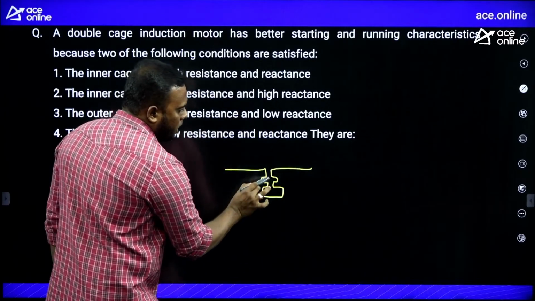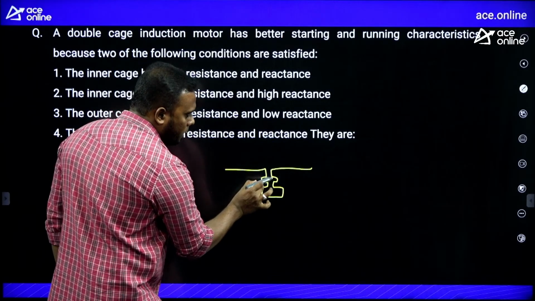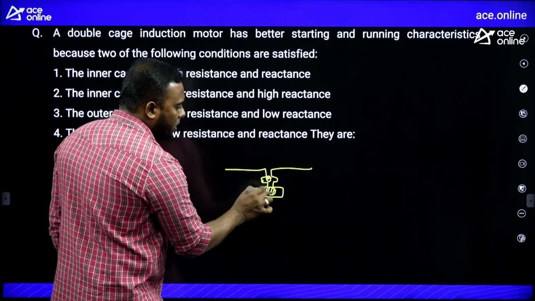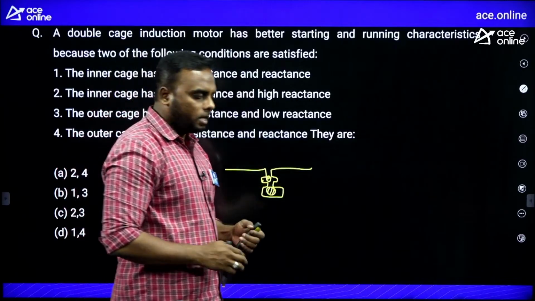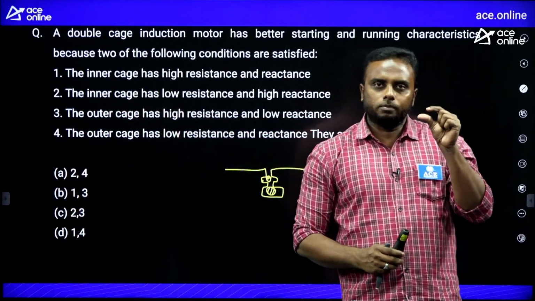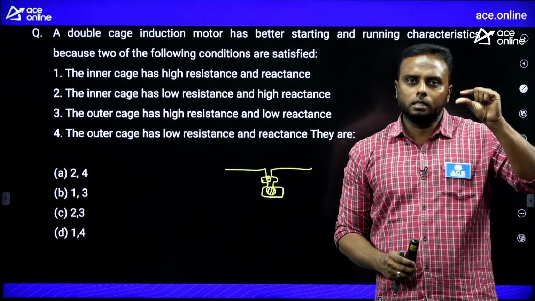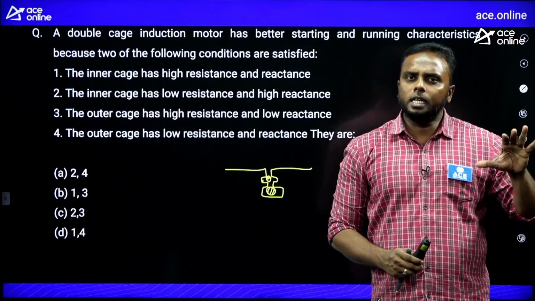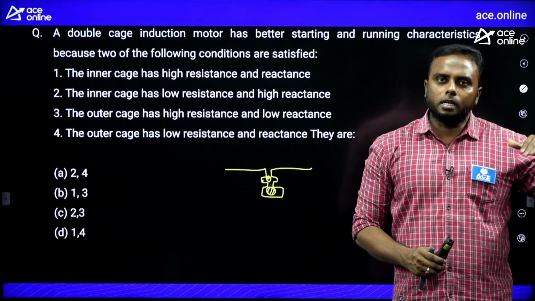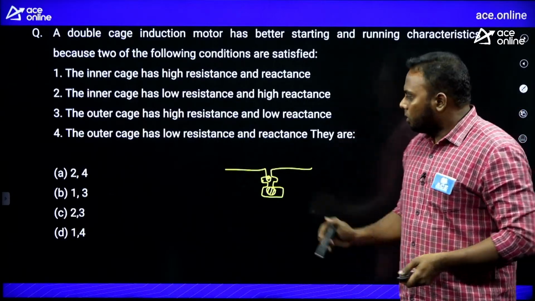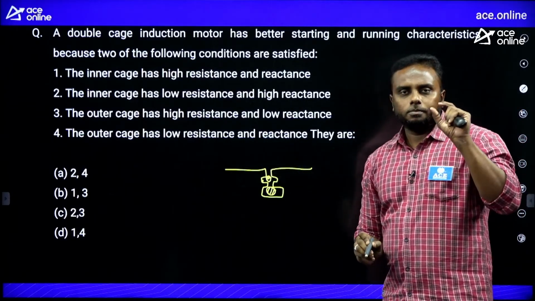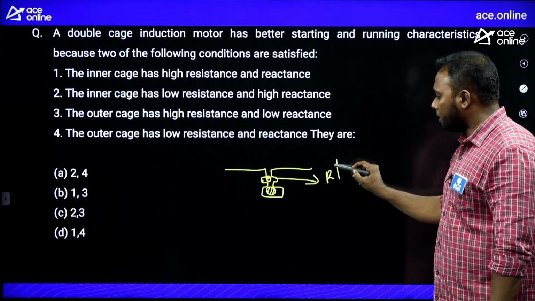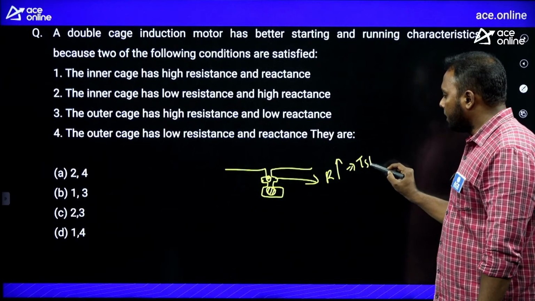This is one slot. In one slot there are 2 conductors. The outer conductor is the small one, the inner conductor is the large one. So this is the large conductor having a large cross sectional area. This is the small conductor. The outer conductor is small because we need high starting torque. What do we need at starting? High starting torque. For good running condition, we need low copper losses. So if the outer conductor is small, as the area is small, the resistance is high. The outer conductor will have high resistance. So because of that, starting torque will increase here.